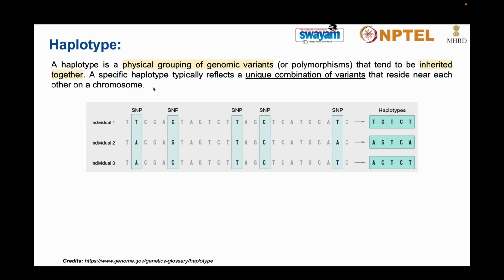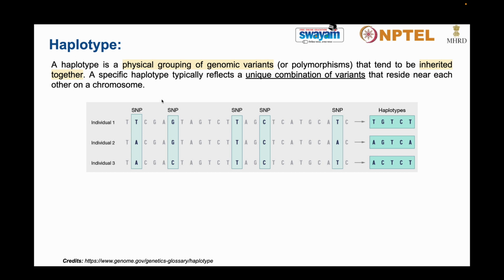Now we were saying haplotype. So what does haplotype mean? A haplotype is a physical grouping of the genomic variants or polymorphisms that tend to be inherited together. In complex disease, we say that multiple variations are there. When we talk about a SNP, we talk about a single nucleotide polymorphism, a single site. There could be multiple SNPs in the genome, but when we say SNP, we only talk about a single position.